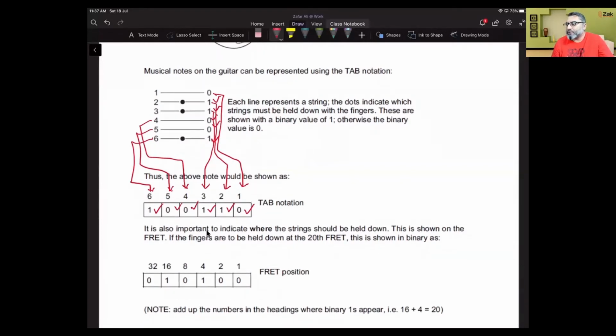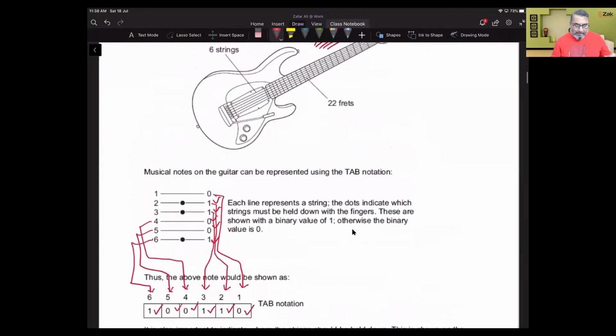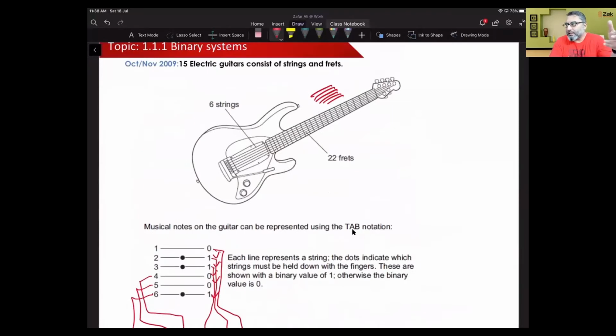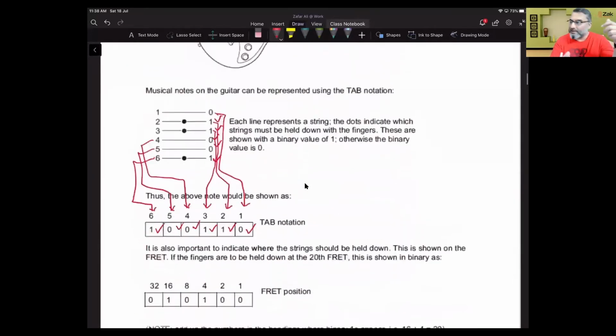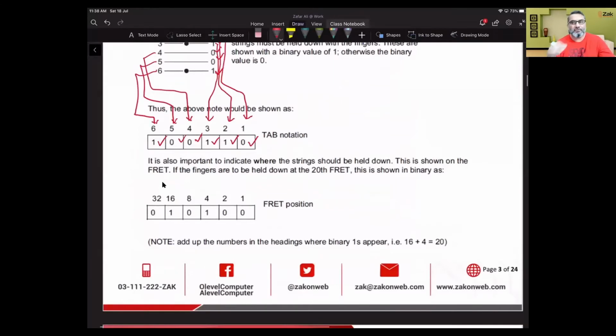Now it is also important to indicate where the string should be held. आप अपने fingers को use करके इन strings को press कर रहे हैं. जब आप इन strings को press कर रहे हैं, तो that press should be on a particular fret. So which fret it is will be represented using another register. So there are 2 registers. The first register shows which string is held. The second register records at which particular fret, the part made over the handle of the guitar, those strings are being pressed.